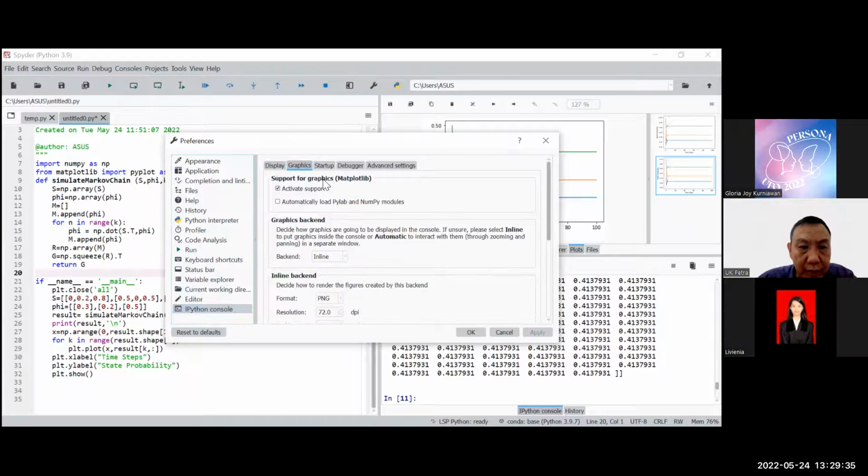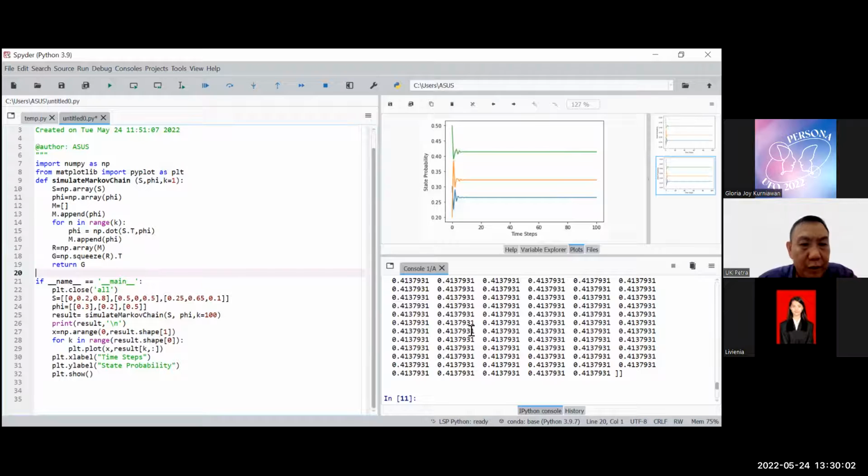Oh yeah, graphics, yes. This one, the graphics backend, you can change that if you want. Automatic. Okay, and then click OK or apply. Then you can run again. So the error will disappear, I hope. Yeah, you get the same result, right?